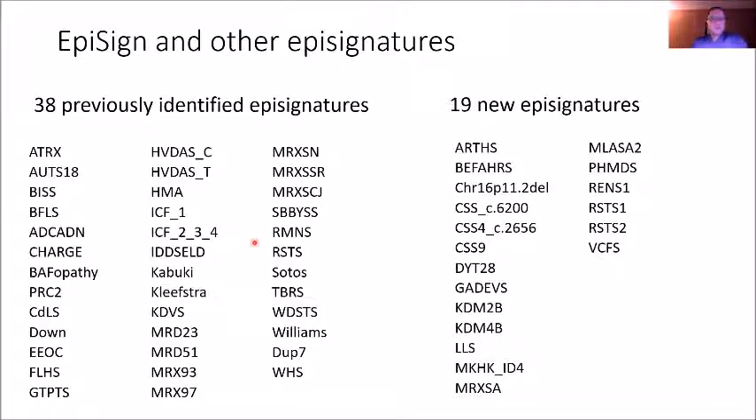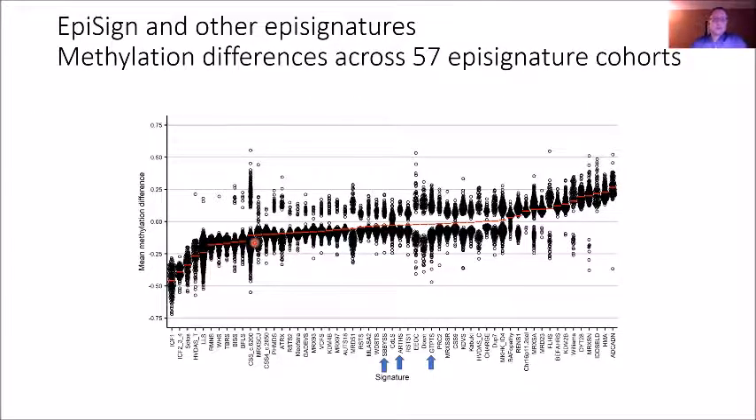So I mentioned how our previous papers found 38 identified signatures, and our most recent paper added 19 to this. This method that I just described, we have gone through for every one of these signatures. And we can also look at these in comparison to each other.